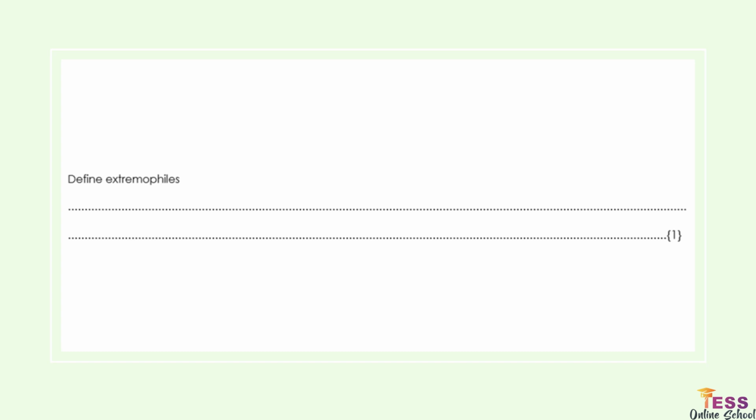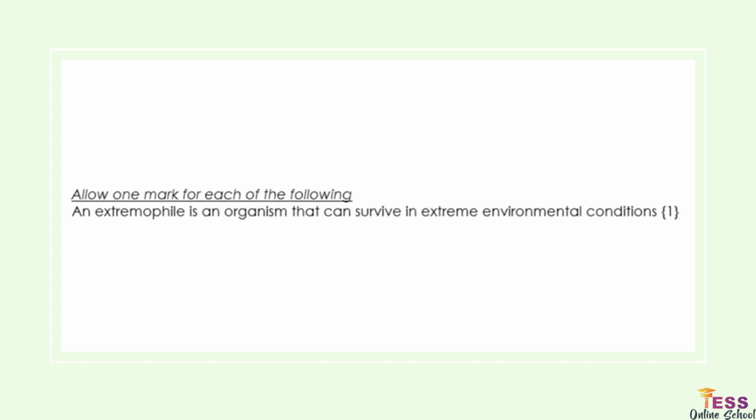This is just a simple 1 marker, but you can see the importance of learning definitions as they are sometimes given as 1 markers and are very easy to attain. Define extremophiles. Award yourself 1 mark for the following definition. An extremophile is an organism that can survive in extreme environmental conditions.